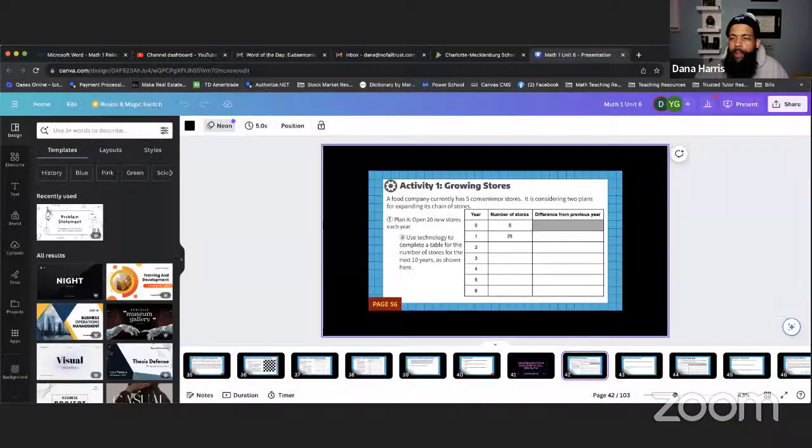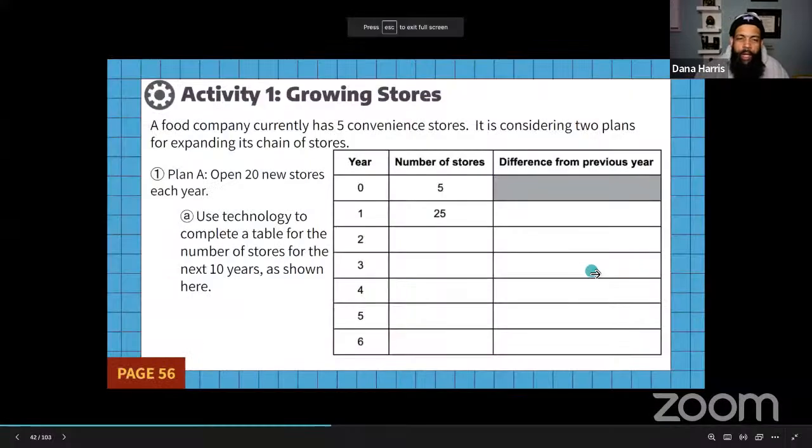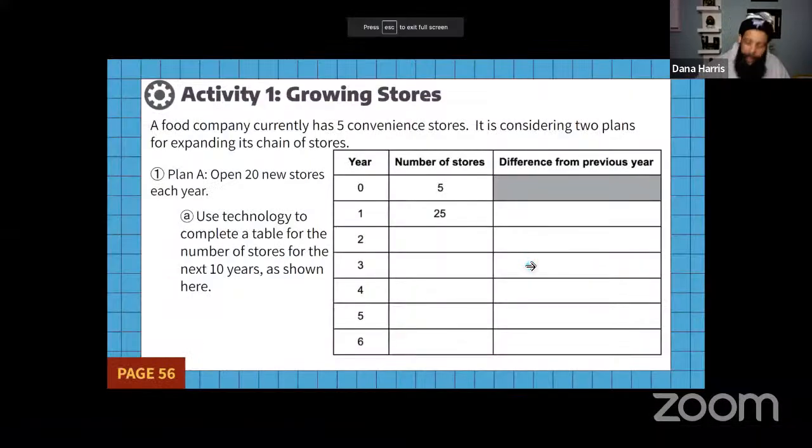This one is talking about exponential growth and how we represent exponential growth. So we are working in our workbook starting on page 56, I believe. If I share my screen, then you'll know where we are. Let's do this in presentation mode. And so here we go. We are on page 56, and you have this scenario.